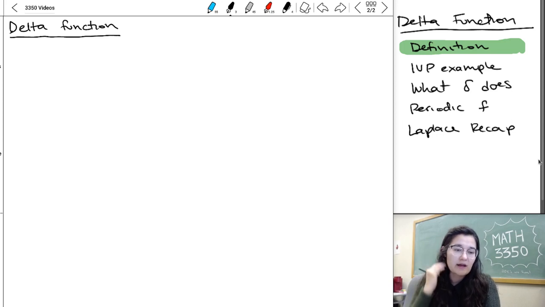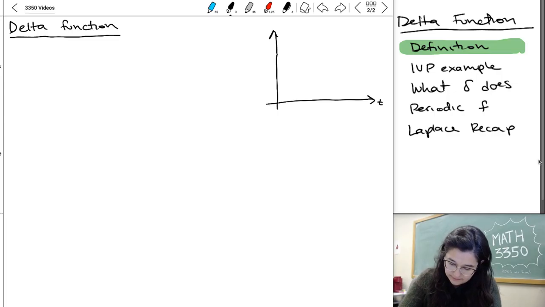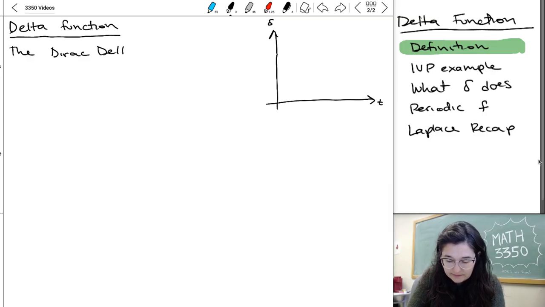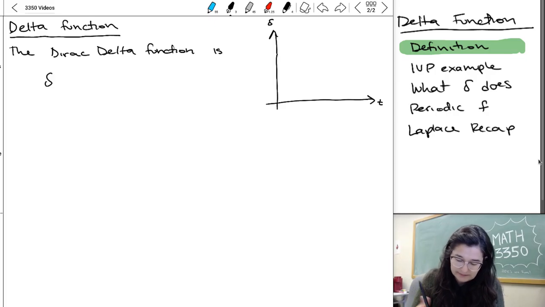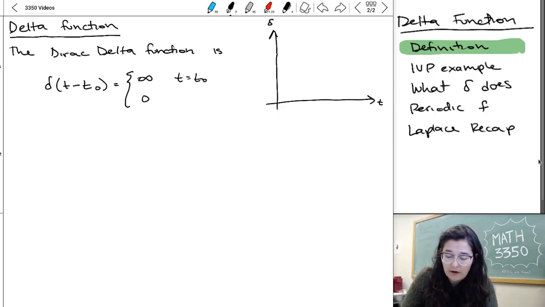But starting off with delta functions, we're going to begin defining the delta function and how we take Laplace transforms of it. And I will end up drawing a little picture of it for you. So we're talking about the Dirac delta function, which is given by this function. It's the delta symbol, the little one, not the big one. And it's specified at some argument t minus t0. And all the function does is it takes on value infinity when t is equal to t0 and 0 for all other t.